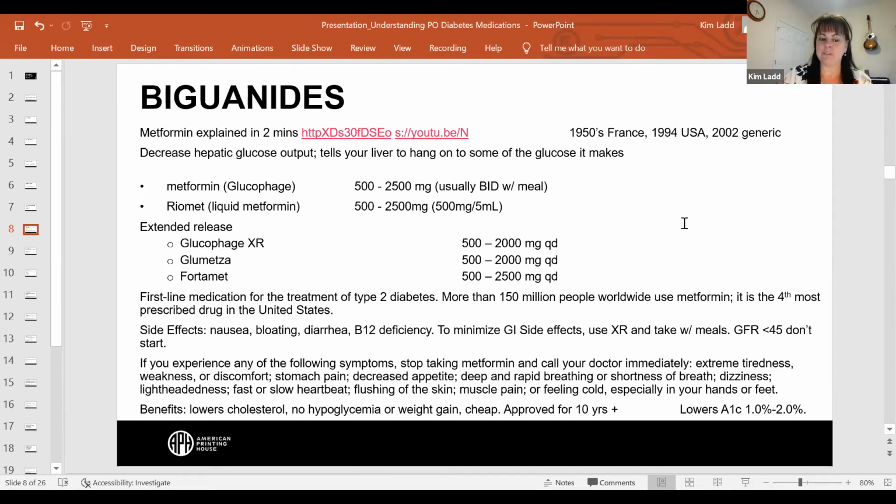All right, so back to metformin. Like I said, it is the first medication any doctor should put you on when you are diagnosed with type 2 diabetes. Actually, more than 150 million people worldwide use metformin, and it is the fourth most prescribed drug in the United States.